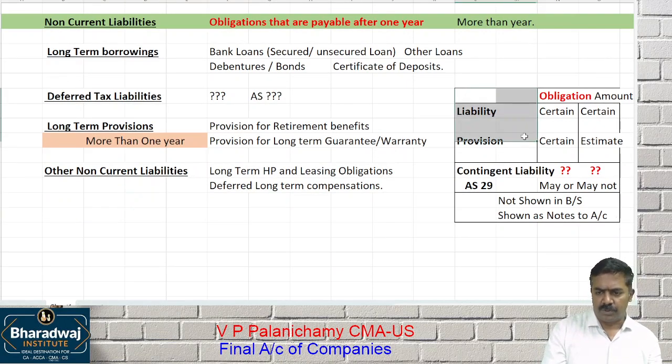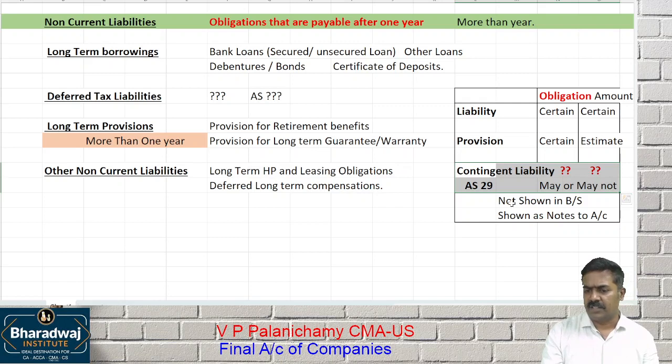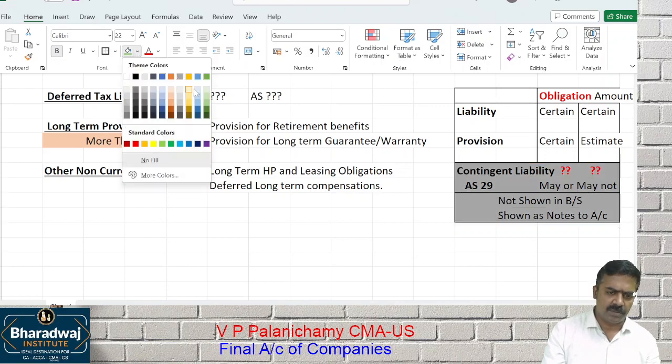And please note this also: the difference between liability, provision, and which one? Contingent liability. A contingent liability is an obligation that may or may not arise. They are not shown in the balance sheet. They are shown as which one? Notes to accounts. They are shown as notes to accounts.